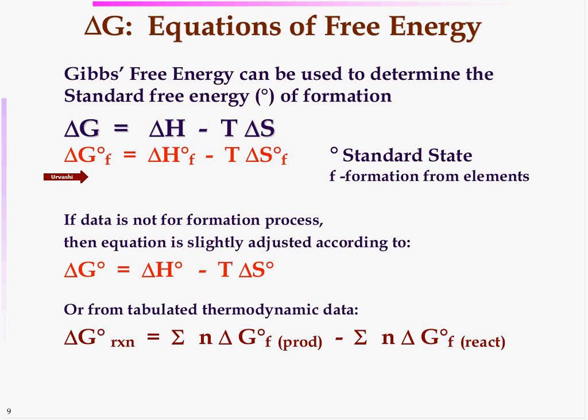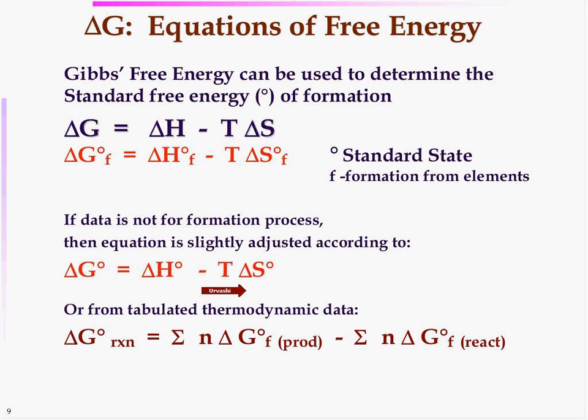This is the equation for formation. This is the equation which we have from the last slide only. Delta G is actually delta H minus T delta S. And delta G in case of formation reaction is delta G naught F, which is equal to delta H naught F minus T delta S naught F. If the data is not in the formation process, then the equation is slightly adjusted. This is the general form, right? If the reaction is formation, we have F as a subscript, but this general form is that delta G naught is equal to delta H minus T delta S.